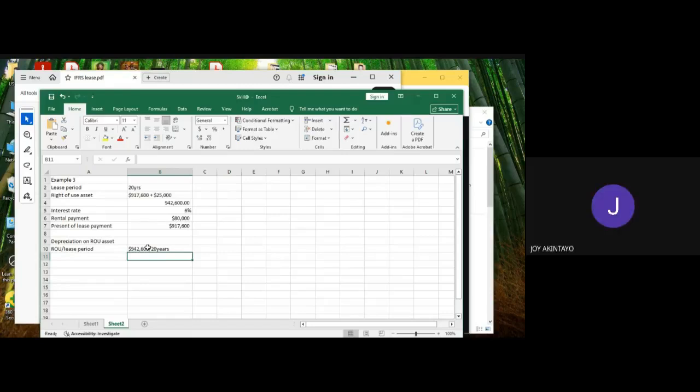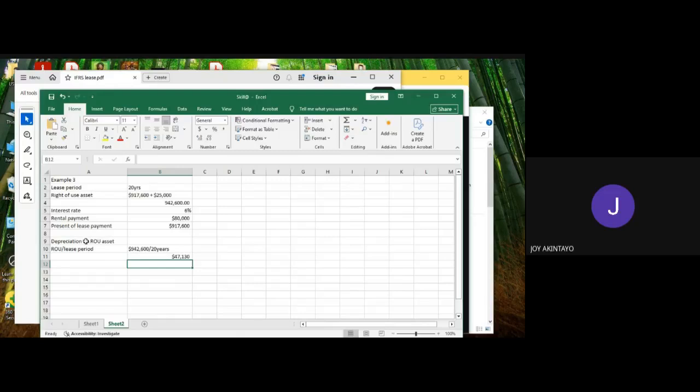What is our value? 47,130. So we have 47,130. Abi. So we've recognized our depreciation on that. So the next thing is to determine our amortization.